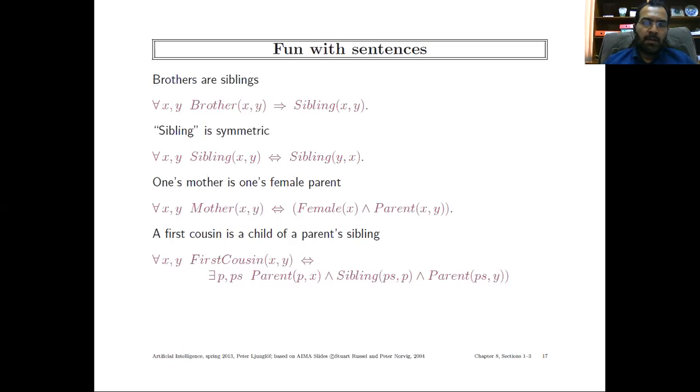Now you have another statement, which is a difficult statement. That statement is: one's mother is one's female parent. Here we are talking about two objects. The object we are referring to, whose mother it is, and the mother itself is an object. And there are various relations involved: one is mother, one is female, and one is parent. So for all x comma y, mother x comma y, where x is the mother and y is the child. So for all x comma y, mother x comma y biconditional female x, that x is a female and also a parent of y. That statement is true.